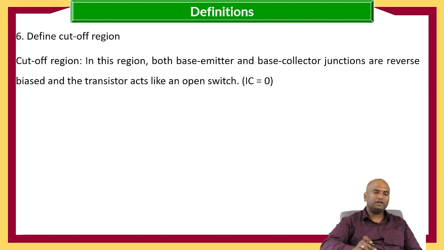Define cutoff region. In this region, both base to emitter and base to collector junctions are reverse biased and the transistor acts like an open switch. So when both base to emitter and base to collector junctions are reverse biased, the transistor acts like an open switch.